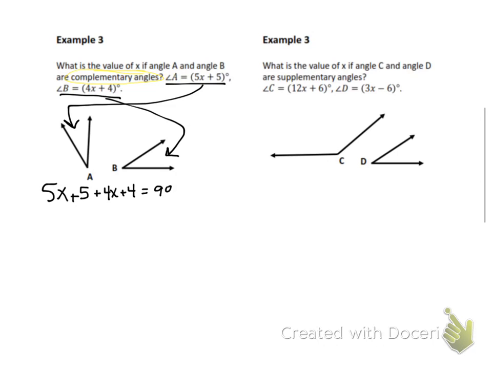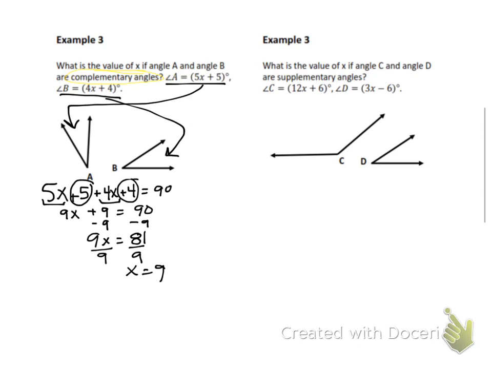As I've said a billion times, be sure to combine your like terms before you solve. So I've got a 5x here, 4x here. That gets us 9x total. I've got a positive 5 and a positive 4, which also gets us 9. And then equals 90. So we can solve for x here, minus 9 on both sides. So 9x equals 81. And then lastly, divide by 9. x equals 9. So that's our first example, where you've got two measurements. They're complementary angles, so we add those values together and then set it equal to 90.